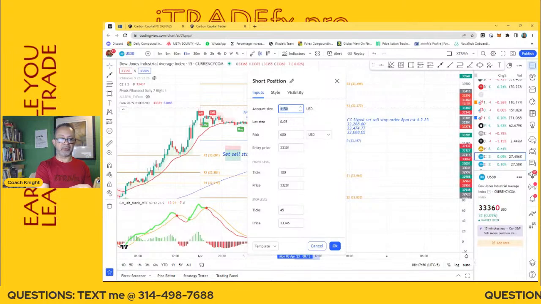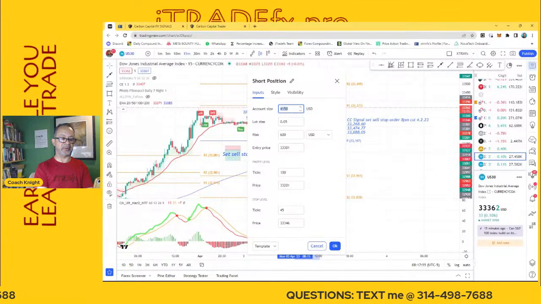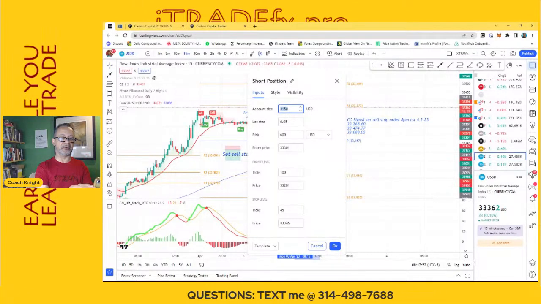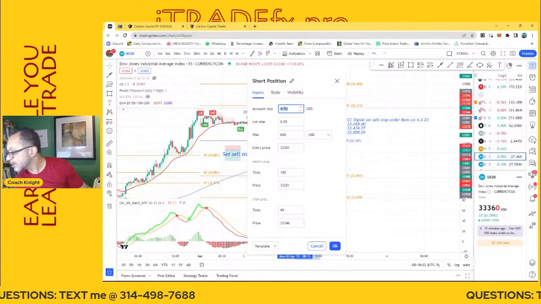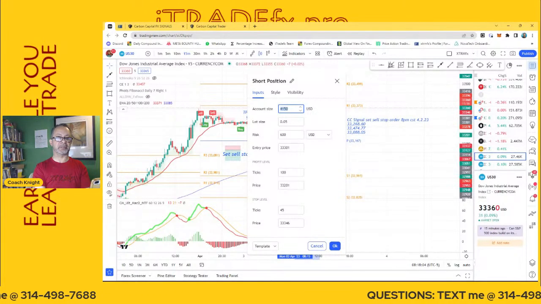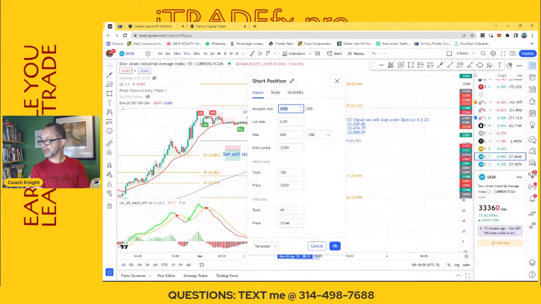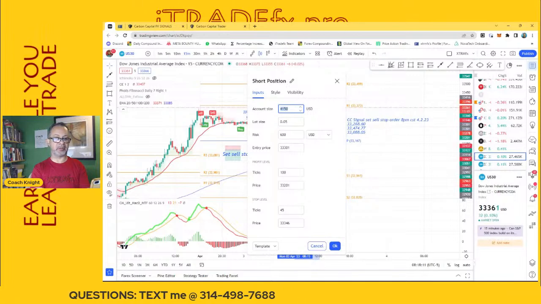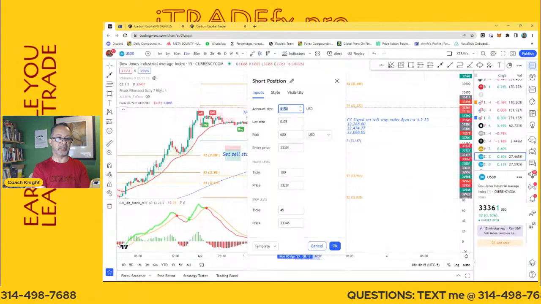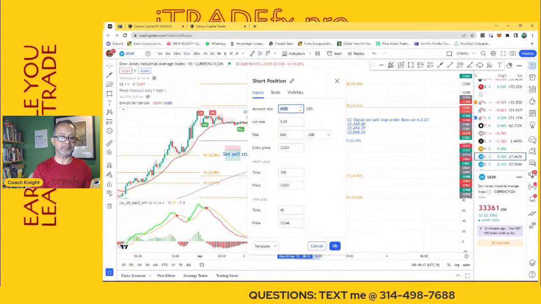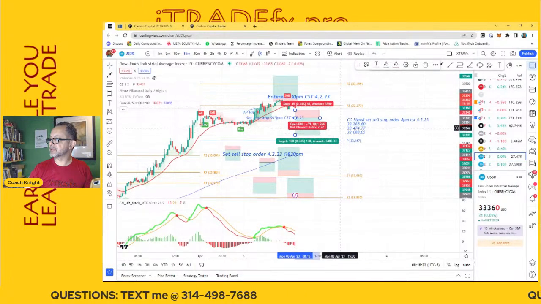Entry price 33,301. Stop loss 33,346. And then take profit 33,201. And modify. So I modified that to adjust to this.